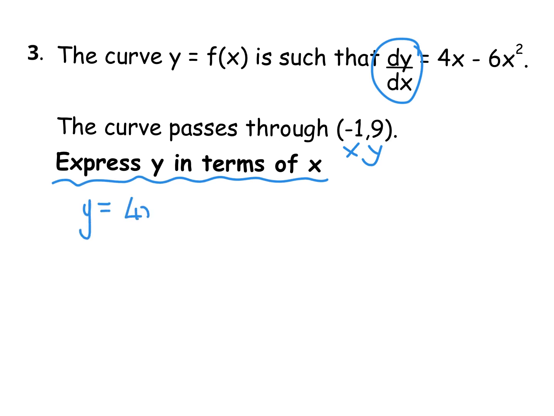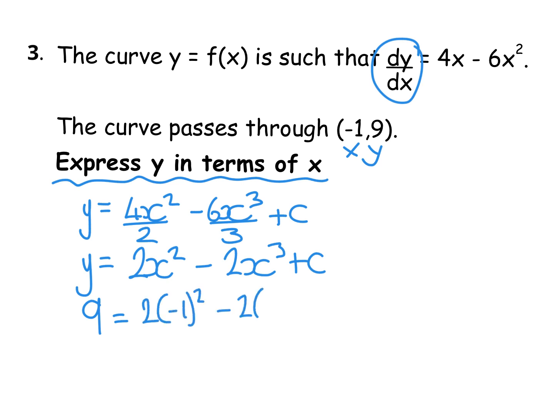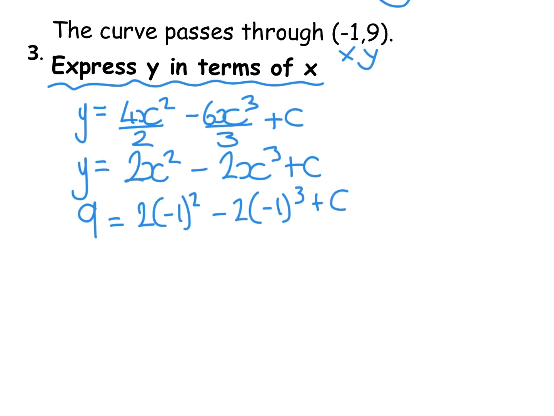So this goes to 4x squared all over 2, take away 6x cubed all over 3. Don't forget your plus c. And remember to tidy it up this time. So 4 divided by 2 is just 2x squared. 6 divided by 3 is 2x cubed, plus c. Y is being replaced with 9. X is going to be replaced with minus 1. And we get this. Let me make some more room.